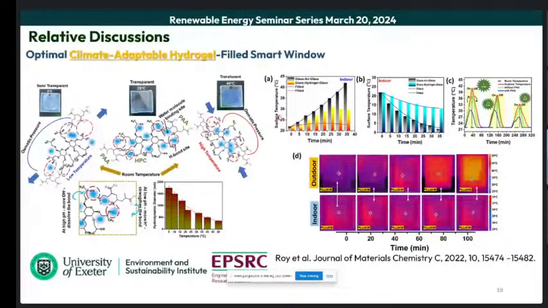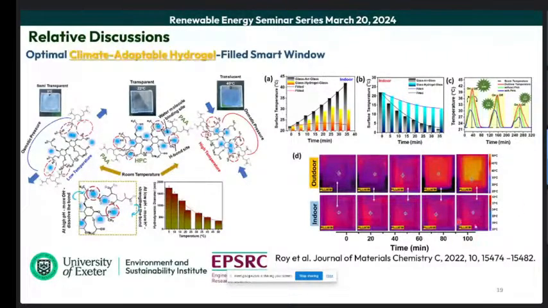You can see the surface temperature with air glass and with hydrogel glass: the hydrogel is maintaining the temperature, keeping it down to about 30, whereas with air it is continuously increasing to more than 40. At low outdoor temperature, we need a warmer climate inside the house, so the hydrogel can maintain the temperature at up to 15, 18, whereas with air there is a reducing system.